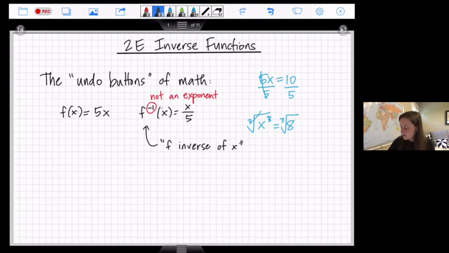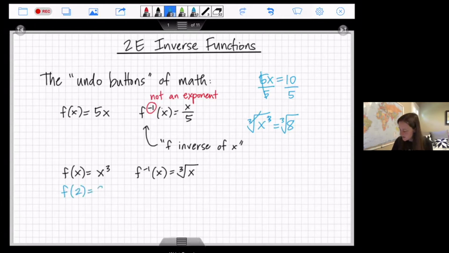All right, so with this notation, we could also say, if f of x is the cubing function, then f inverse of x is the function that takes the cube root. All right, so inverse functions are the functions that undo their partner functions. There's another way to think about them. If I find f of 2, 2 cubed is equal to 8. And that means that if I plug 8 into the cube root function, the cube root of 8 is 2.